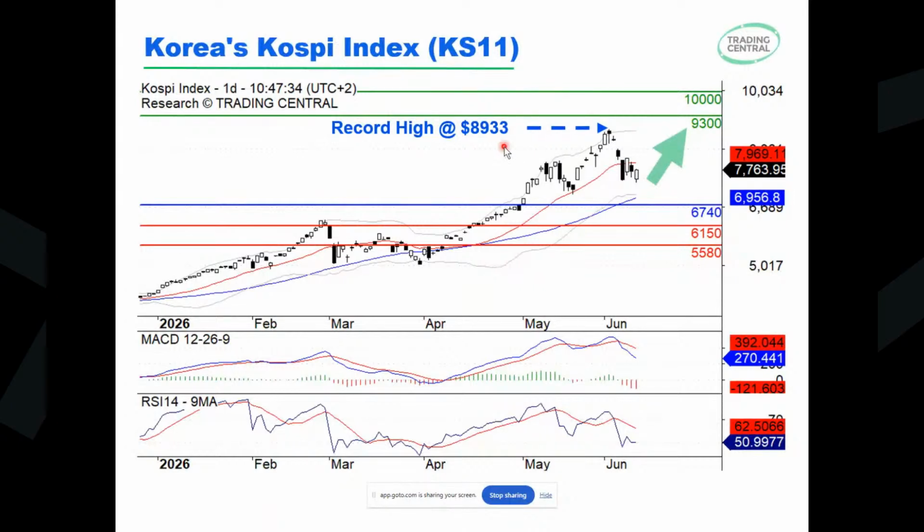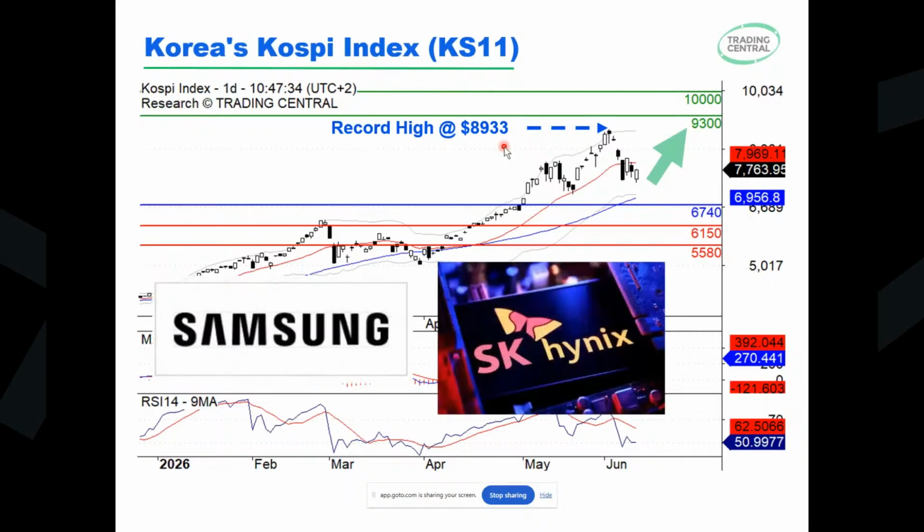In fact, Korea's stock market is a little bit similar to the U.S. stock market. It is dominated. The gains are dominated by two major stocks, Samsung and SK Hynix. They are chip makers, just like Micron. You still remember Micron? Just like Micron, they also make memory chips. So it is at the same pace as the US market.